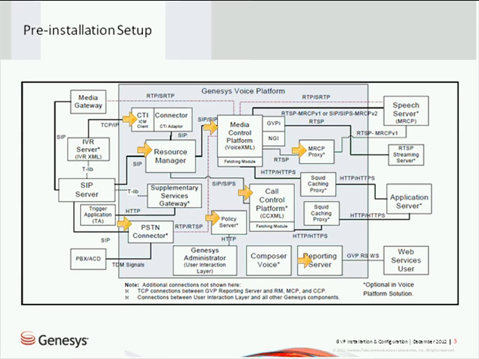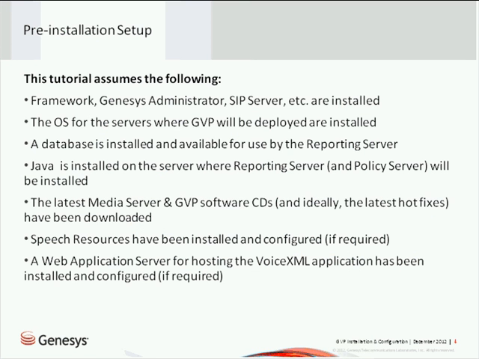Basically, we're expecting you to have SIP Server and your gateways and speech resources set up. This tutorial assumes that you've got your framework set up and your Genesis Administrator running, which you'd technically need in order to install the framework. You've got your SIP Server, IVR Server, Stat Server, URS, and all that other stuff. That's not GVP. You should have your OS already installed for the servers where GVP will be deployed.